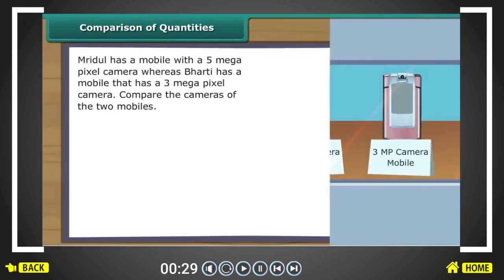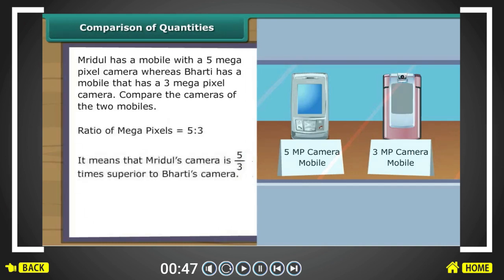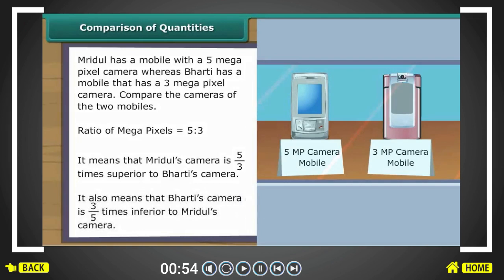Ratio. Mridul has a mobile with a 5-megapixel camera, whereas Bharti has a mobile that has a 3-megapixel camera. Let us compare the cameras of the two mobiles with the help of ratio. We express the ratio of the megapixels as 5:3. It means that Mridul's camera is 5 by 3 times superior to Bharti's camera. It also means that Bharti's camera is 3 by 5 times inferior to Mridul's camera.